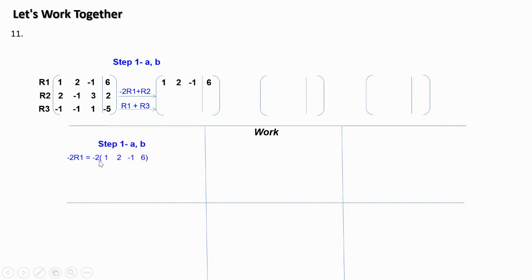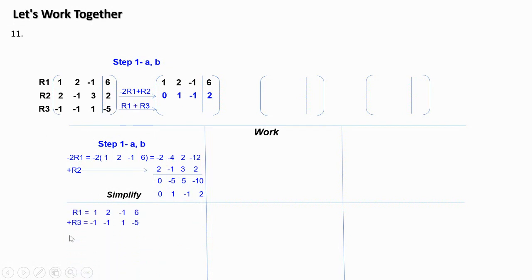Okay. So negative 2 row 1 is going to give us negative 2, negative 4, 2, and negative 12. And then add it to row 2. It gives us 0, negative 5, 5, and negative 5. And this can be simplified, because they are all multiples of 5. So we can divide everything by negative 5, and we get 0, 1, negative 1, 2. So this becomes my new row 2. Now, let's do the row 1 plus row 3. There's my row 1, there's my row 3. And if we notice, we get 0, 1, 0, 1. So this is my new row 3.